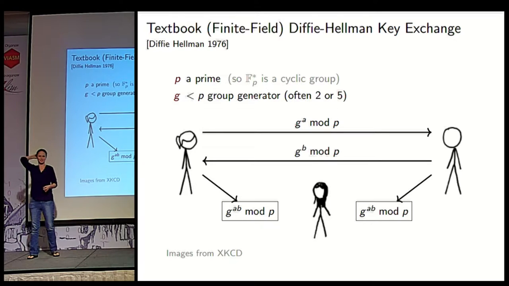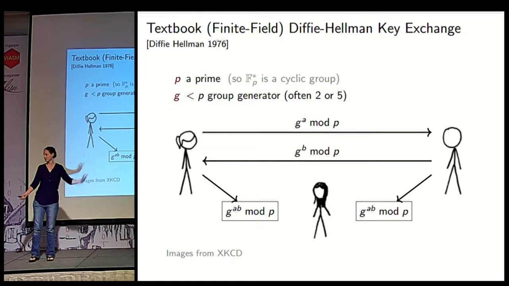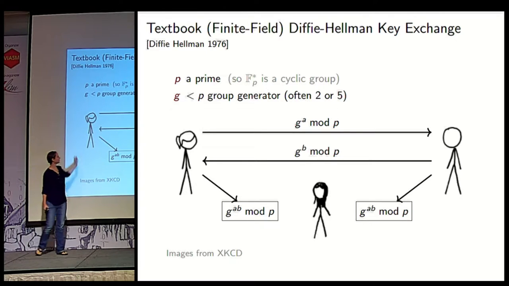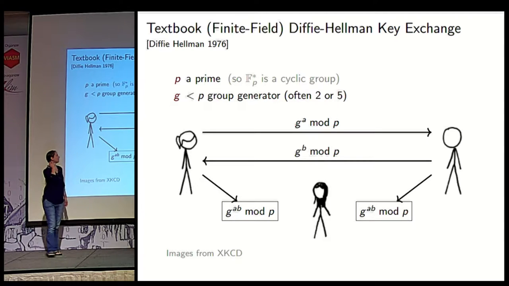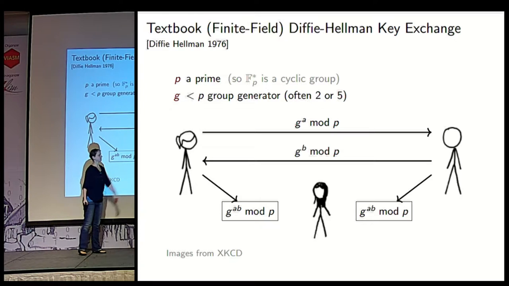So, okay, what is Diffie-Hellman? I hope that we have all seen this before many, many times. This is the textbook version of finite field Diffie-Hellman key exchange that we all show to our undergraduates, and this is what makes them love Diffie-Hellman key exchange so much. So we've got our typical crypto protagonists, Alice and Bob. They want to agree on a shared key somehow in the presence of our adversary, Eve, the eavesdropper.